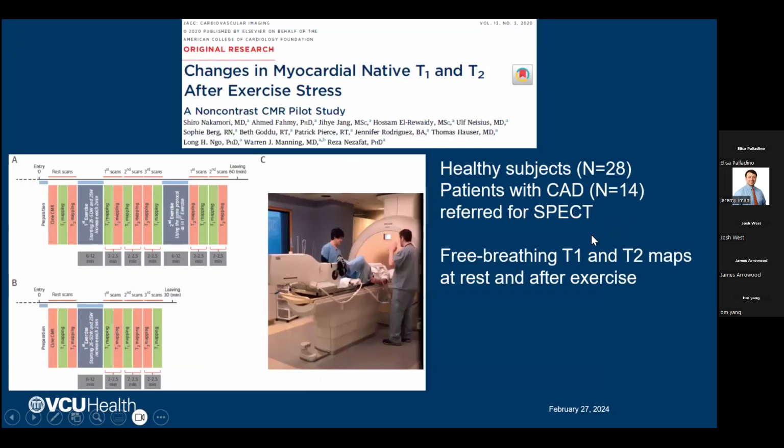This is a study that was very interesting, where they looked at parametric mapping after exercise. And so they had healthy subjects, 28 of them, who did the top protocol, and then patients with coronary artery disease who had been referred for SPECT imaging. And they had them do supine bicycle exercise, and they ran T1 and T2 maps on them. And in the healthy subjects, they actually did it twice. They exercised them, ran T1, T2 maps repeatedly to see what the decay of the signal was, and they exercised them again and did T1, T2 maps again.